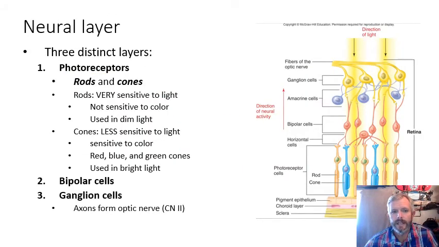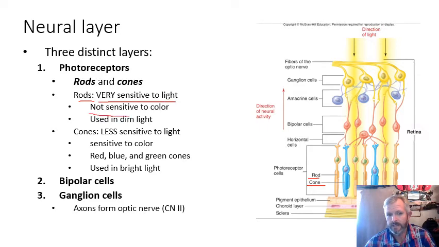All right, so let's look at the layers a little bit closer. All right, 3 distinct layers to the neural layers. We already said they're photoreceptors, and they're going to come in 2 varieties. They're going to come in rods and cones. All right, rods are very sensitive to light, so they can be activated in low light. When we're at dusk and there's very dim light, we're activating more of our rods because they are sensitive to that low amount of light.